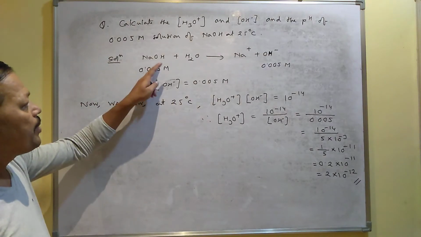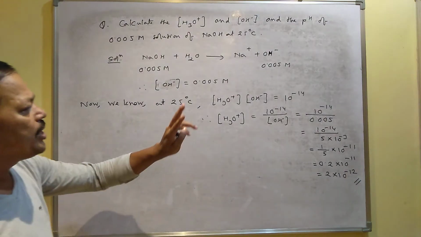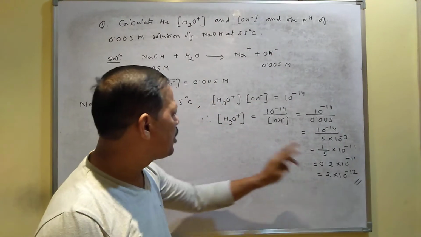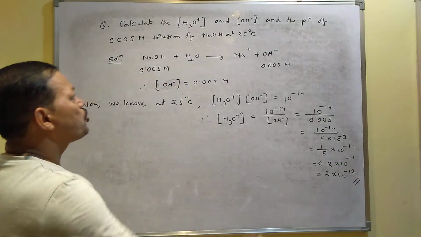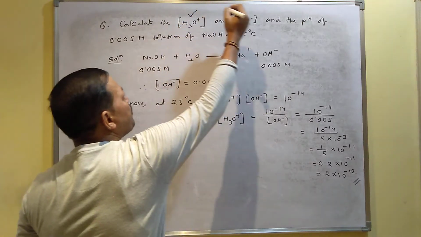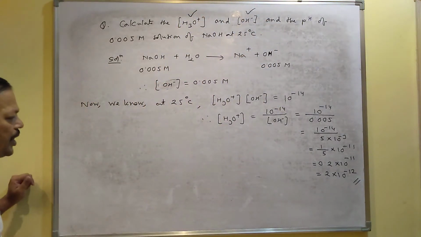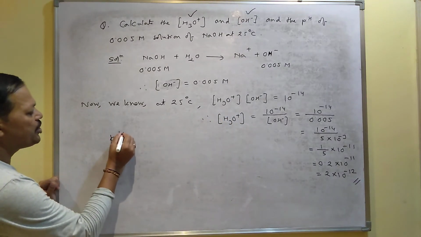So from the sodium hydroxide directly we have determined the concentration of hydroxide ion. If you know the concentration of hydroxide ion, you can determine concentration of hydronium ion also. So here concentration of hydronium ion is equal to 2 into 10 to the power minus 12. So we have determined concentration of hydronium ion, we have determined concentration of OH minus ion. Now we will determine the pH. Since we know the concentration of hydronium ion, so directly we can determine the pH.